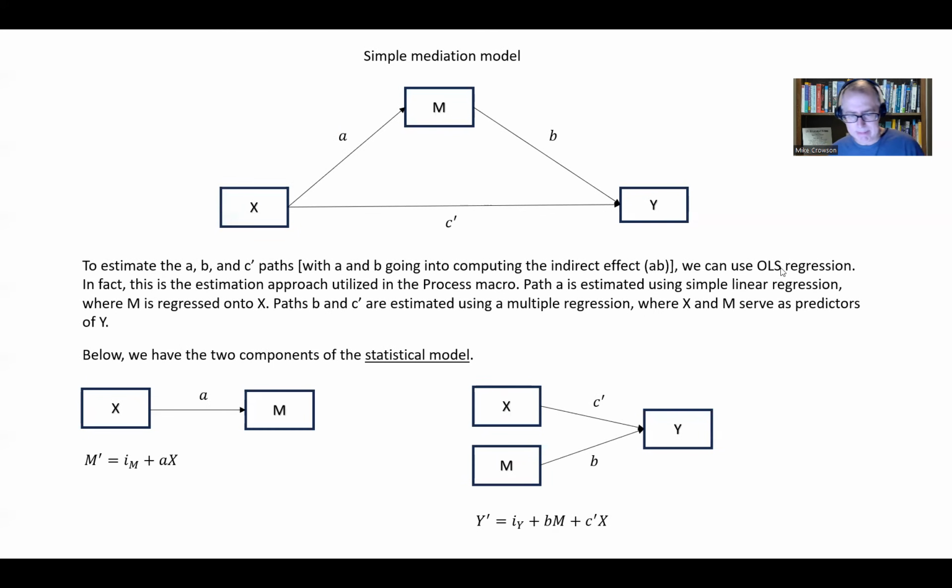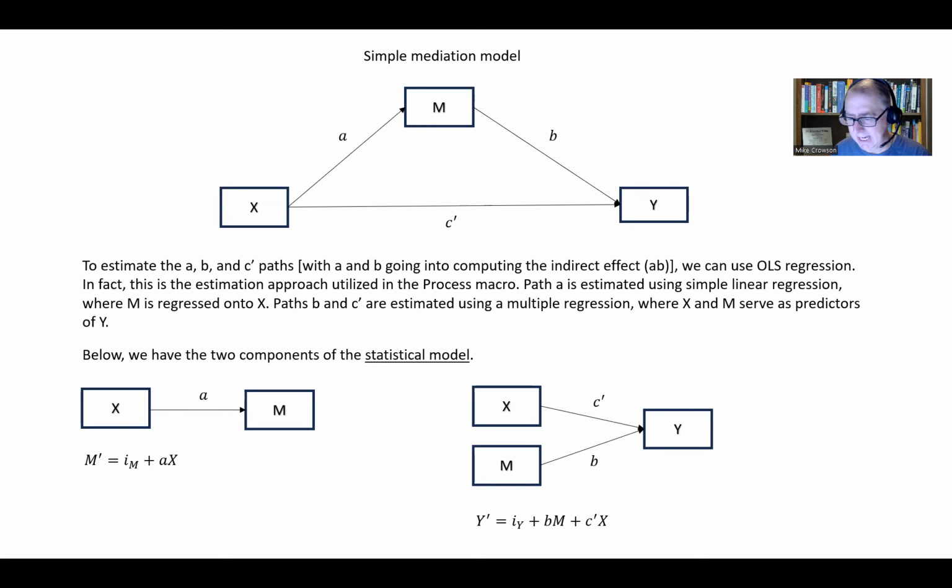So to estimate our paths in our model, with A and B going into the computation of the indirect effect, we're essentially using least squares regression, at least within the context of the PROCESS macro. If you were using a structural equation modeling program, then the estimation approach most likely would be maximum likelihood. But the PROCESS macro relies on least squares regression.